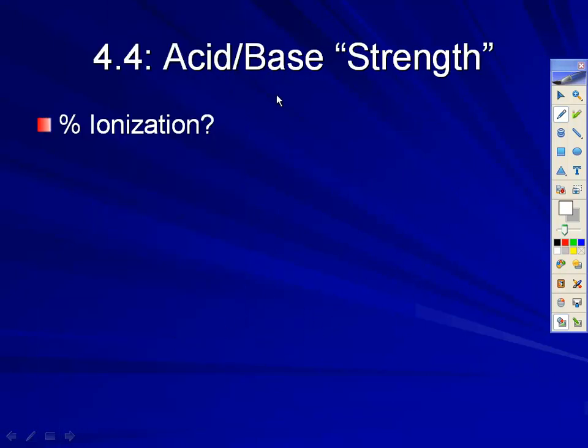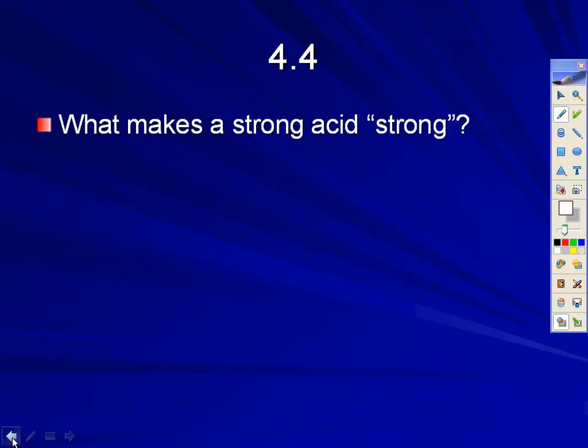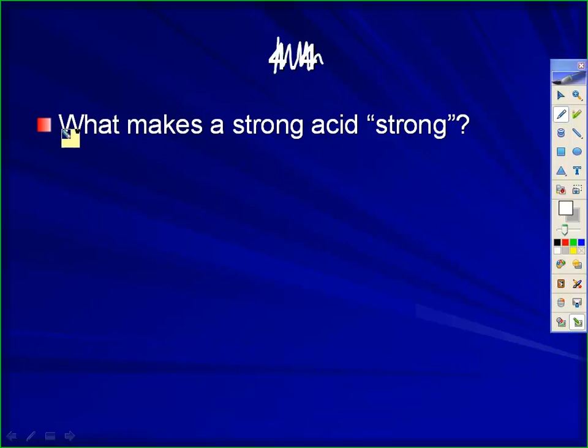So one thing, this says 4.4, and that's wrong. But I want you to write it down here just because I think it's a good spot to talk about it. I want to talk about what makes a strong acid or base strong, and I have strong in quotation marks there. I want you guys to know the difference between something being a strong acid or base or being a concentrated acid or base.